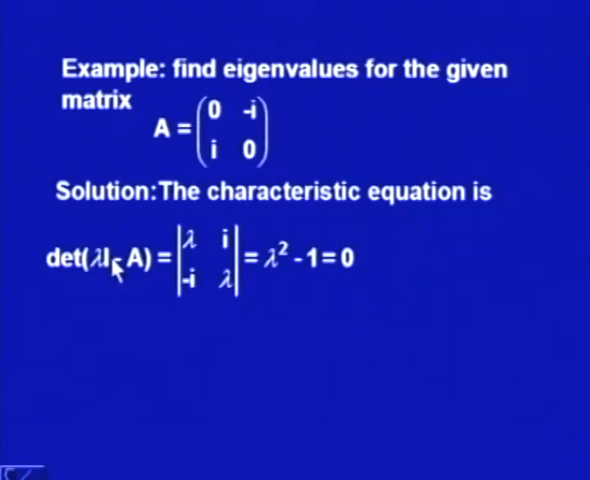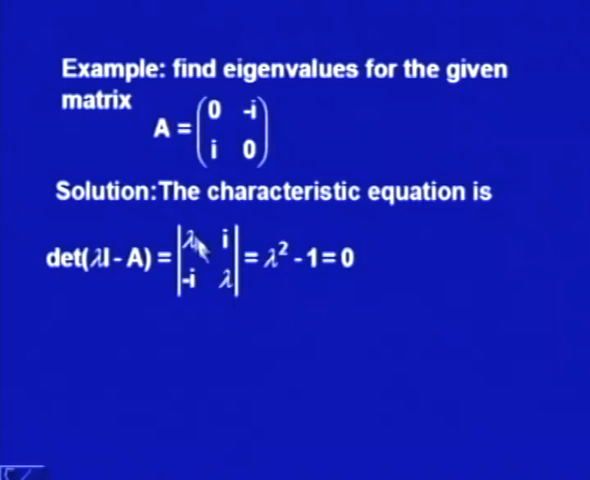So lambda into I, that is lambda, and A is not contributing in the first element, so it is simply lambda. Then the second is lambda I, so no contribution from I in this element, so it is minus A. So it is i here. Then this i will become minus i, and then we have this lambda.